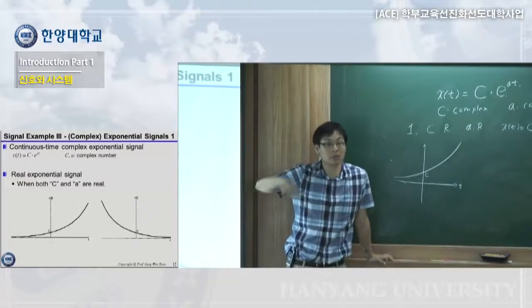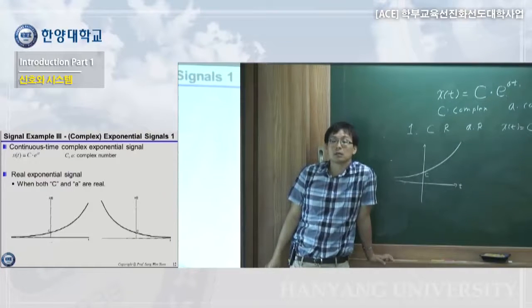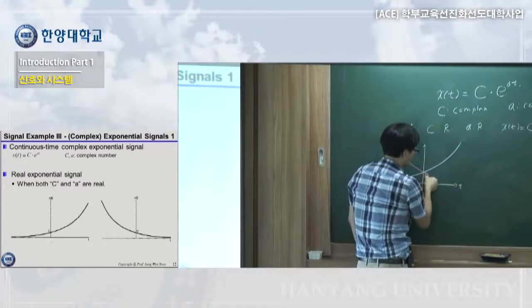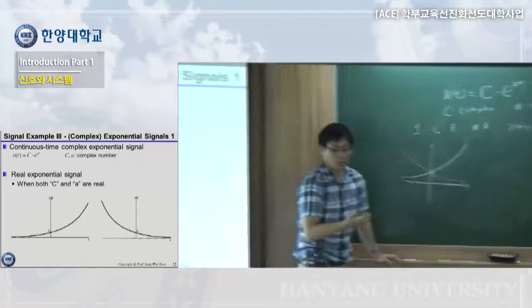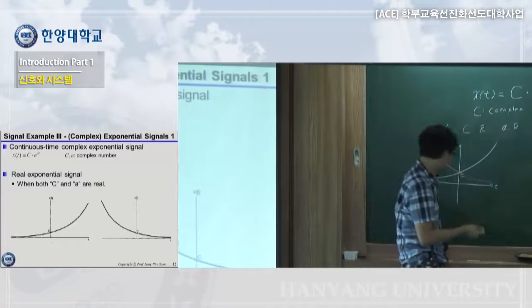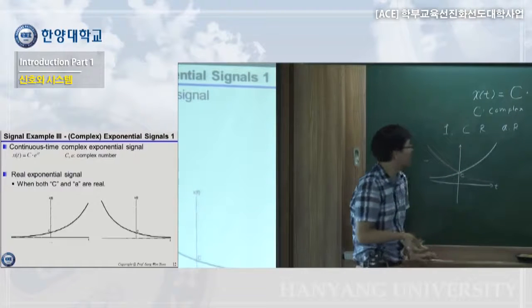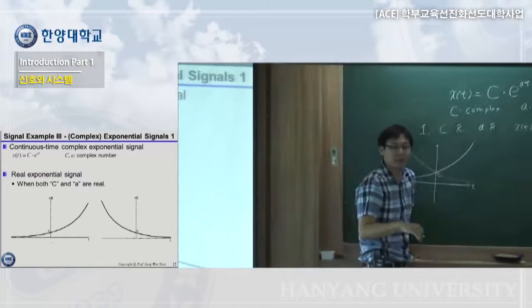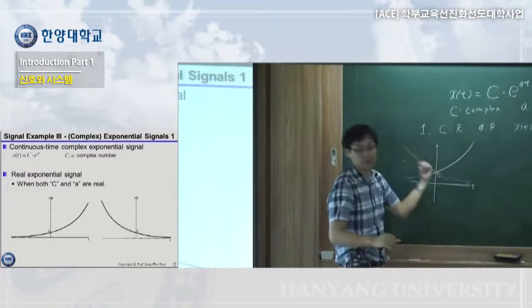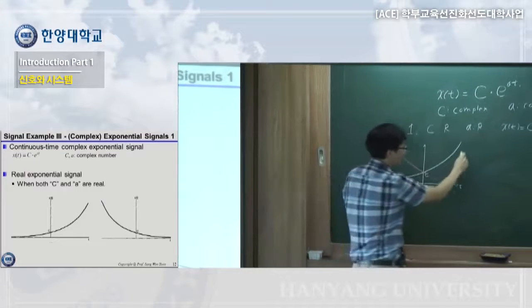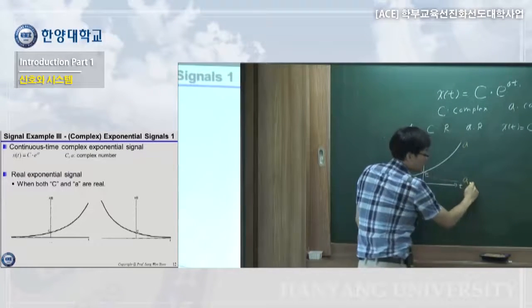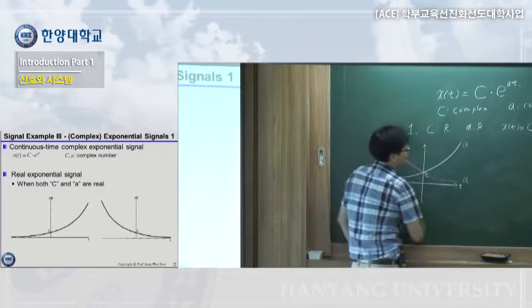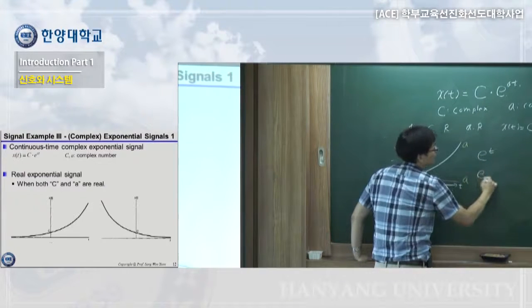Why are there 2 pictures shown in this slide? One is like this, the other looks like this. What's the difference between these two? Let's think about A. These 2 functions have 2 different A's. Say e^(t) and e^(-t).